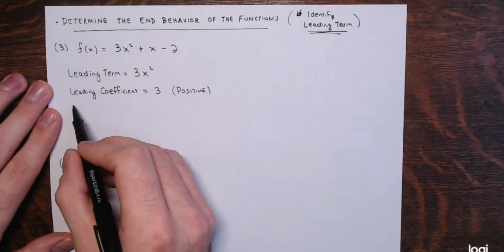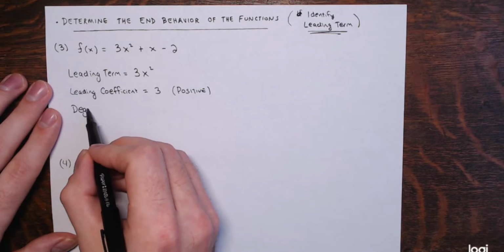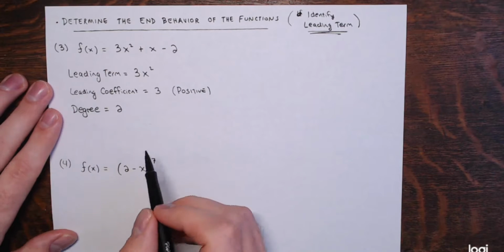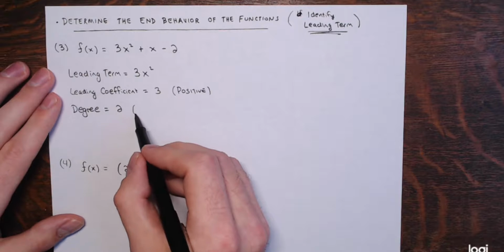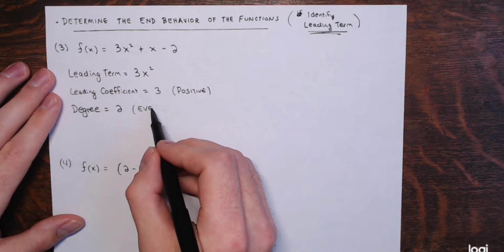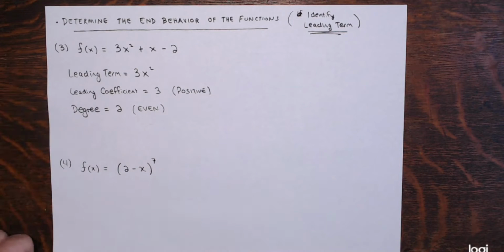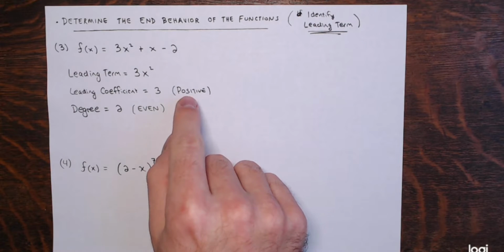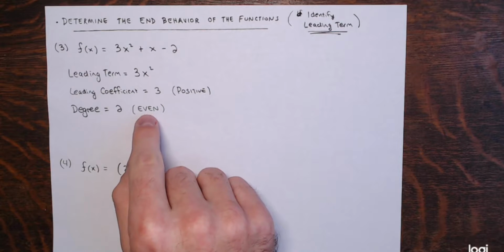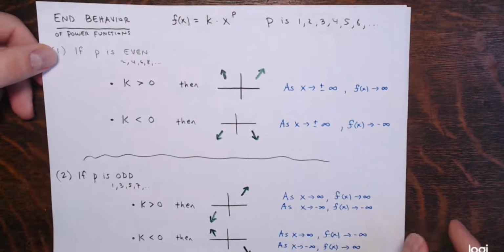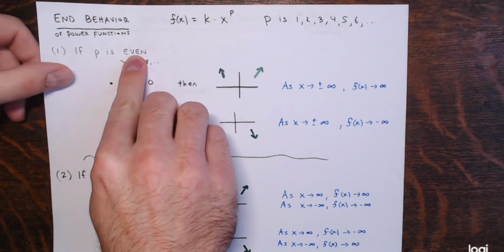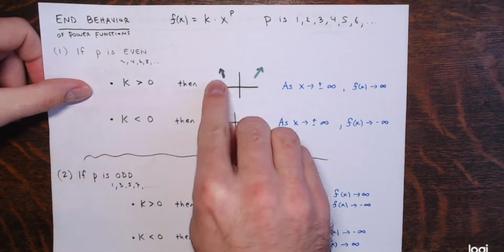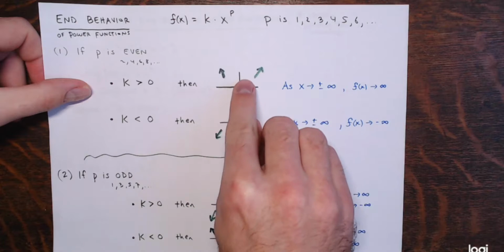And the degree of this polynomial is 2, right? This is a quadratic polynomial, which is an even power for the lead term. So again, I'll pull up that page. Positive lead coefficient, even degree, even power. So even power, positive, right? I said positive lead coefficient. The graph should be going up on both ends.